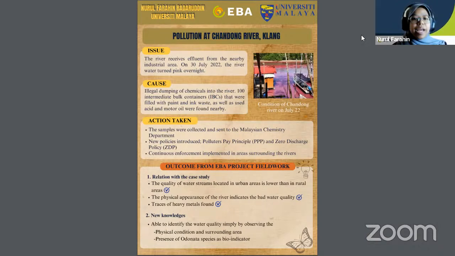So from the fieldwork, I'm proud to say that I'm able to identify the water quality simply by observing the physical conditions of the river and also observing the presence of butterflies and dragonflies, known as Odonata species. I would say that it's valuable knowledge that we didn't need to wait for the water to change its color or for a serious incident to happen, like Danish mentioned, the Sungai Kim Kim incident, to realize that the river is polluted, but we can simply do the observations to know that the river is polluted.